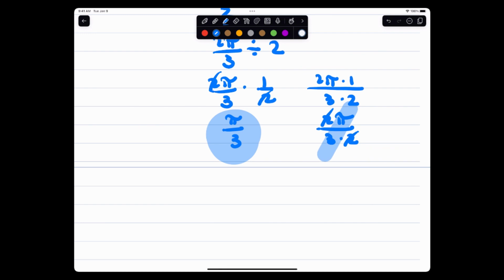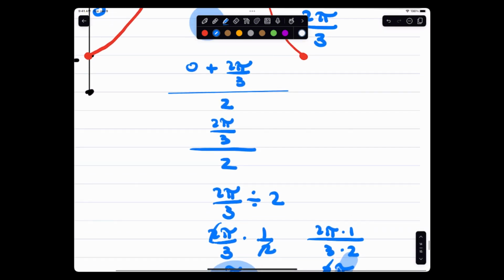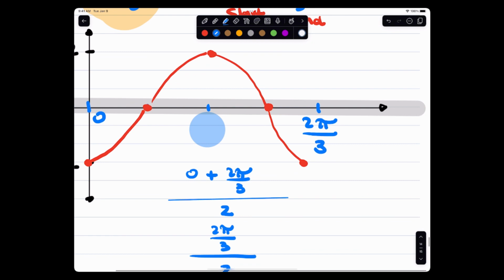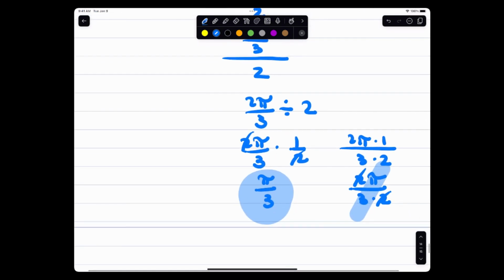That's what you're looking for. Pi over 3. It goes right here. Easy peasy lemon what? Lemon squeezy. Pi over 3.